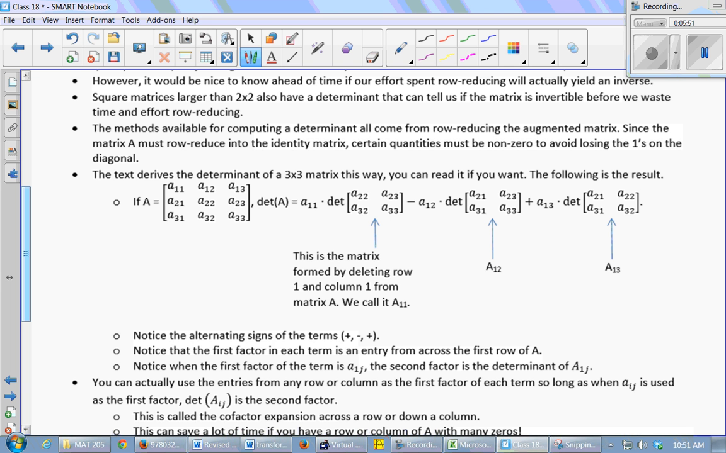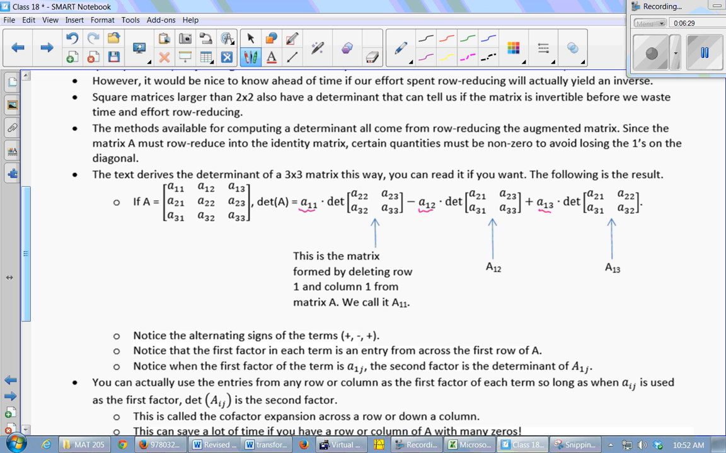minus little a12 times big A12, right? The matrix you get when you delete row 1, column 2. The row and column that contains the first factor in this product. And then a13, which is the third entry of row 1 times capital A13, the matrix you get when you delete row 1, column 3 from matrix A. Yes, so these guys all come from the first row of matrix A.